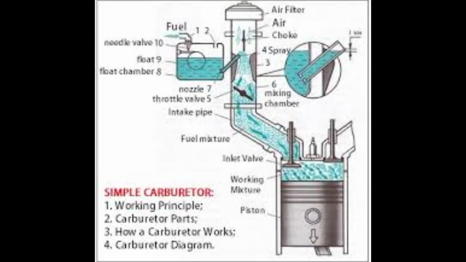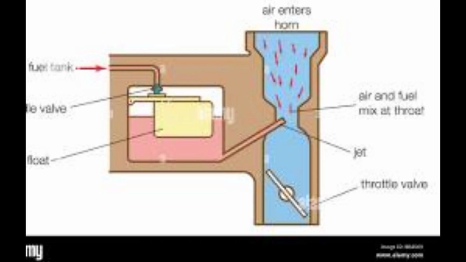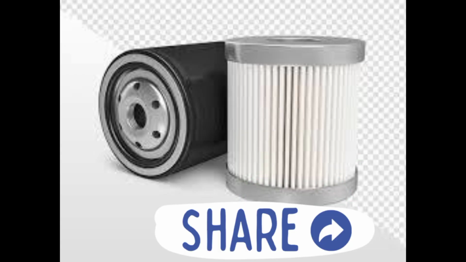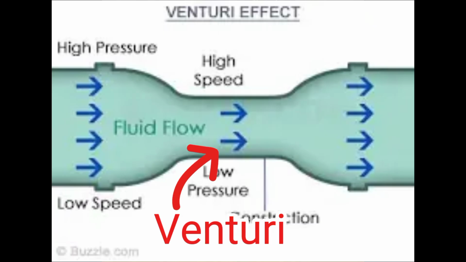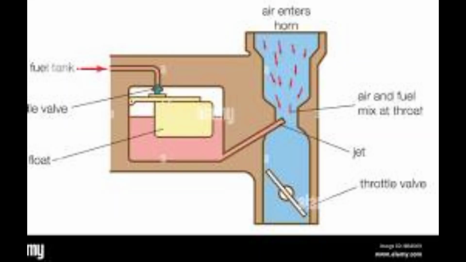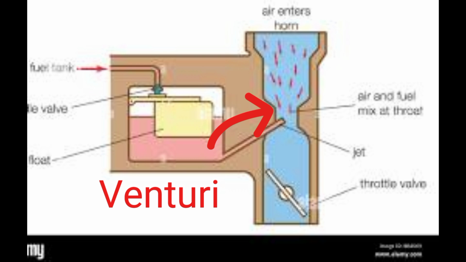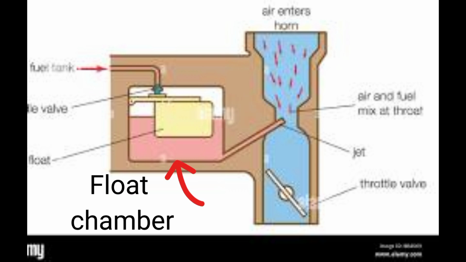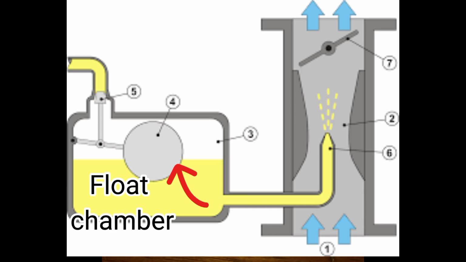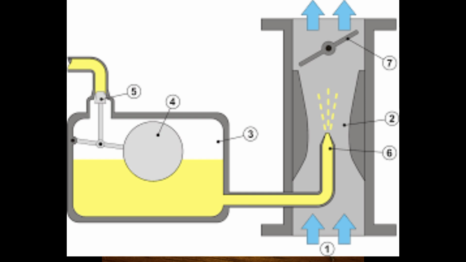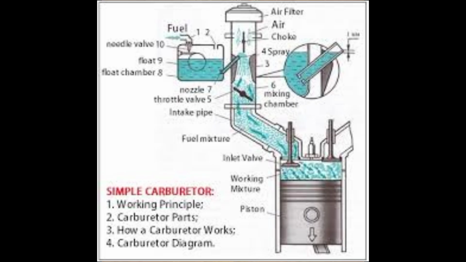Here's how a carburetor works. Air intake. Air enters the carburetor, usually through an air filter. Venturi effect. The carburetor's bore, or venturi, speeds up the air's velocity, creating a vacuum. Fuel intake. The vacuum pulls fuel from a float chamber or reservoir into the jet. Fuel-air mixture. The fuel and air mix in the jet and flow into the cylinder.